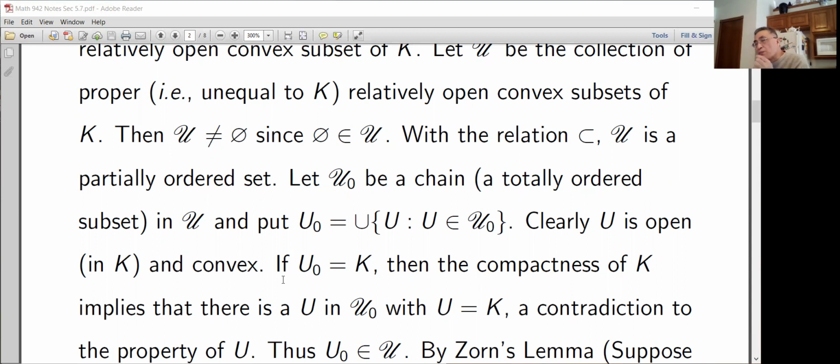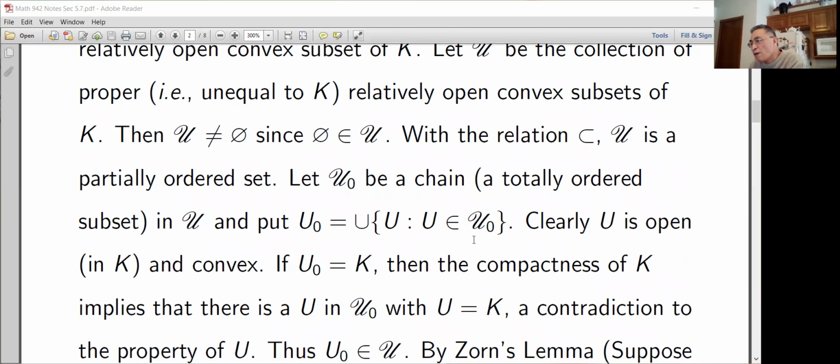So the union is proper, and you already know it is open and convex. So the union is a member of the collection. This says that every totally ordered subset has an upper bound. So this union is a member of the collection which is an upper bound for the chain.